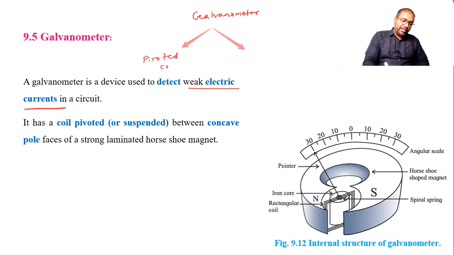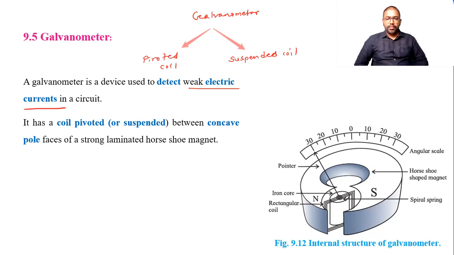Pivoted coil type galvanometer and suspended coil type galvanometer. Now in the pivoted type, the coil is pivoted between the two poles of a strong horseshoe type magnet with concave poles. And in the suspended coil, again, the coil is suspended by a fiber between two concave poles of a strong horseshoe type magnet. So that is the difference between these two.